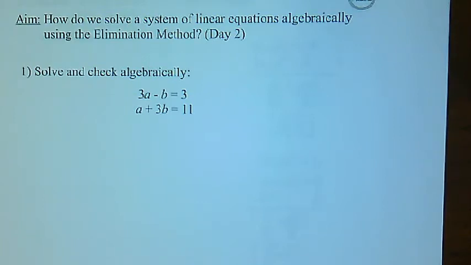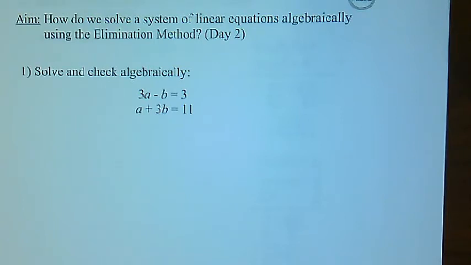Now, just to refresh you guys, because I think people are still having a little bit of trouble, if I ever ask you to solve a system of linear equations, your final answer should always look like a coordinate. So today is exactly the same as yesterday, but it's a little bit more challenging.